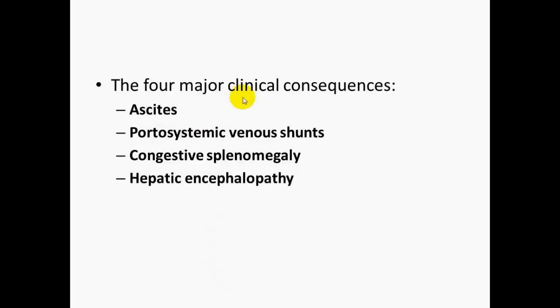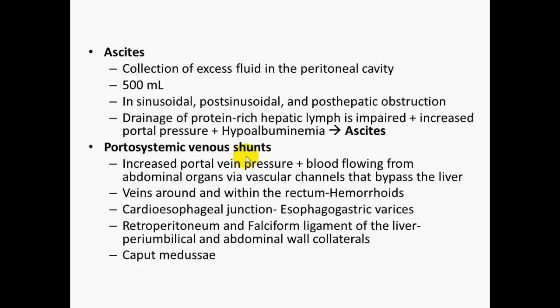Four major clinical consequences we have talked about. Ascites will be seen, there will be portosystemic venous shunts, there will be congestive splenomegaly, and this is going to cause hepatic encephalopathy. We have discussed all these: opening of various vessels, hypersplenism, formation of an excessive amount of ammonia. All these things are the major clinical consequences of portal hypertension.